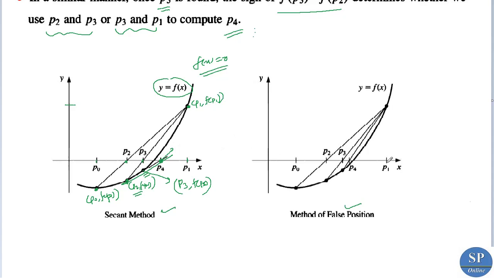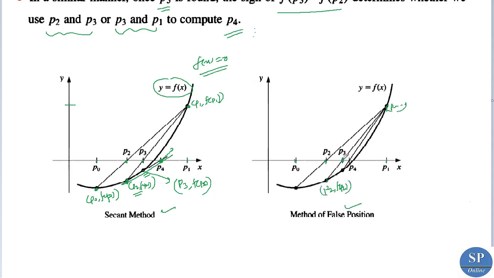But in the method of false position, or regular falsi method, we take the same graph. So this is P0, this is P1. So from this we get this is P2, and by using the function value of P2, we have this is P2 comma f of P2, and this is P1 comma f of P1.